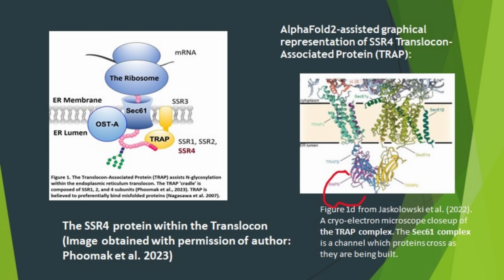The protein encoded by SSR4 is part of a complex called the translocon-associated protein, TRAP. The translocon system is present in every cell of the human body, on the membrane of an organelle called the endoplasmic reticulum, ER. The translocon allows the proteins being built from amino acids to enter the ER lumen and undergo glycosylation, as you see in the figure on the left.